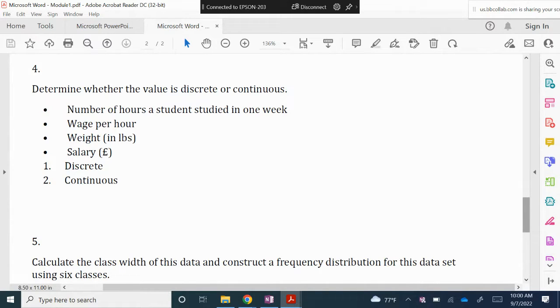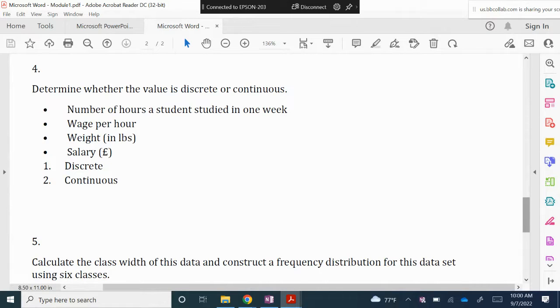All right, so let's take a look. So the wage per hour, is that discrete or continuous? Discrete. Because your employer is only going to pay you X amount of dollars. They're not going to give you any more. They're not going to give you any less.